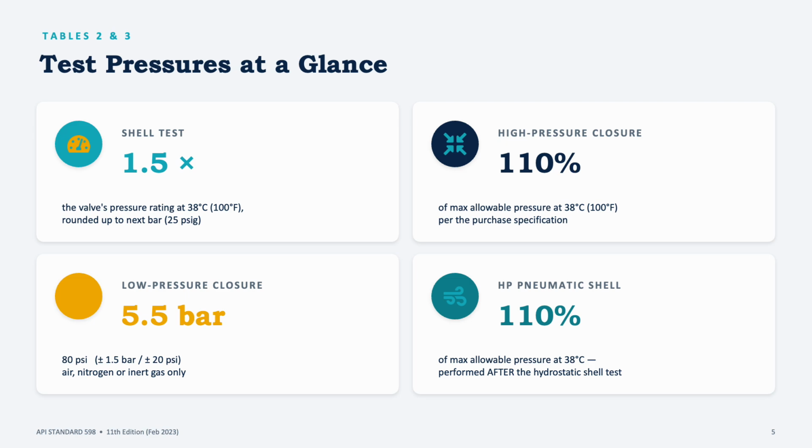What will be the medium for this testing? Air, nitrogen or inert gas we will use as a medium. High pressure pneumatic shell, which we perform at 1.1 times the maximum allowable pressure, and the temperature should also be 38 degrees centigrade. It is performed after the hydrostatic shell test.